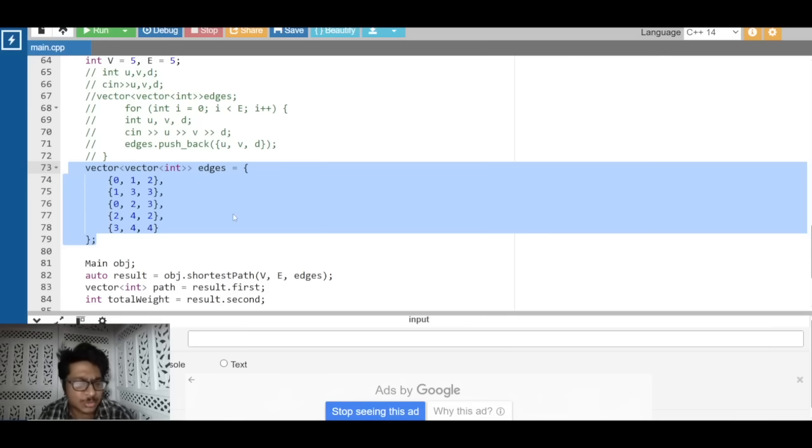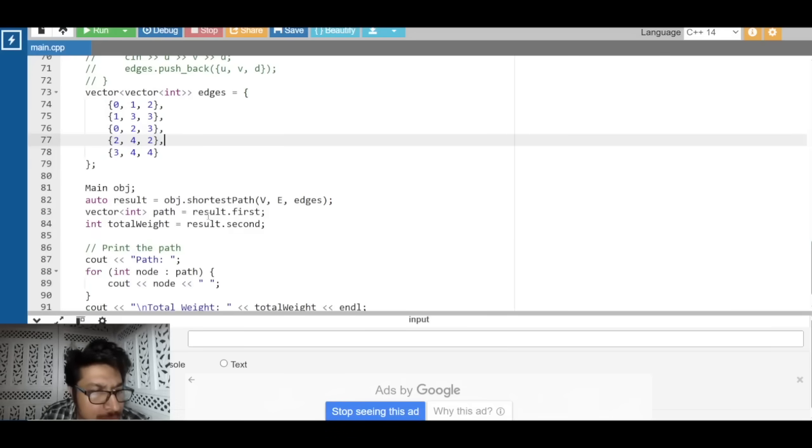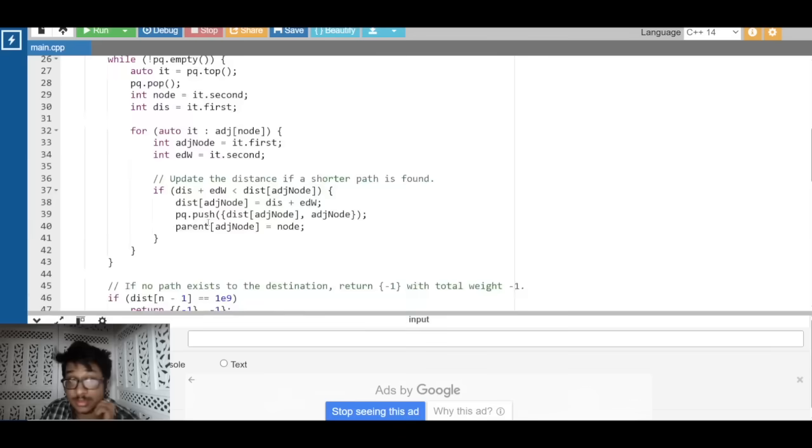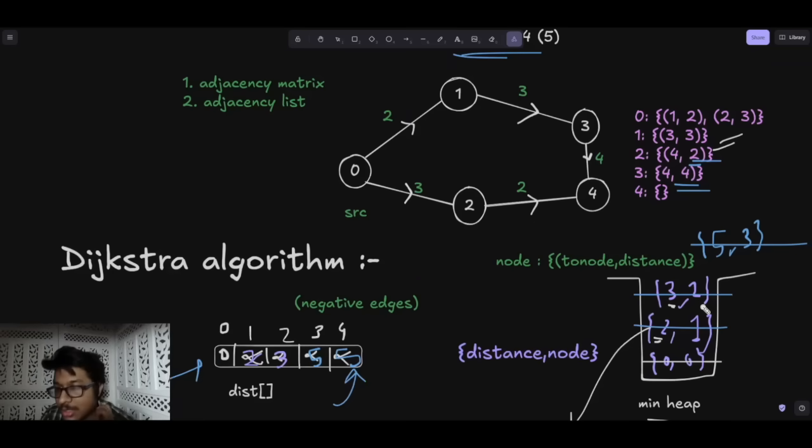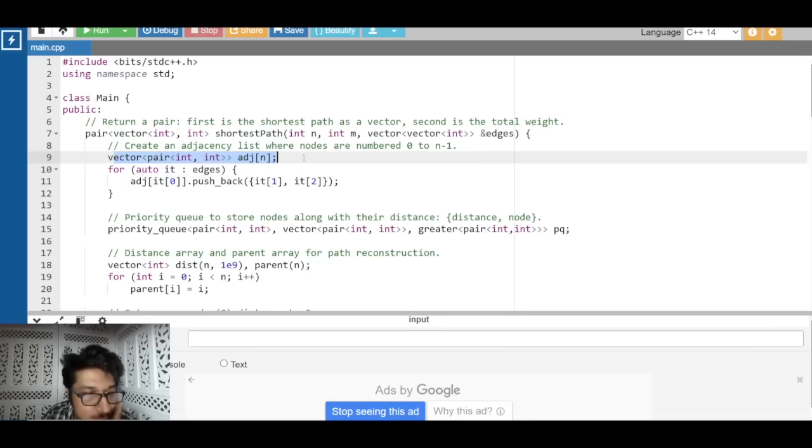I've discussed this in the course as well. So first your job is to convert this into the adjacency list, right? So you convert it into this vector of pair of adjacency list. Okay, vector of pair. The pair is this: the 2 node and weight, distance, whatever. 2 node and distance. So this is how it is going to be.